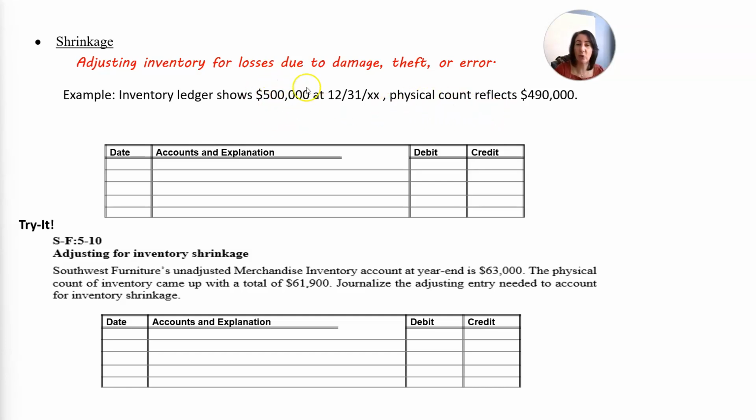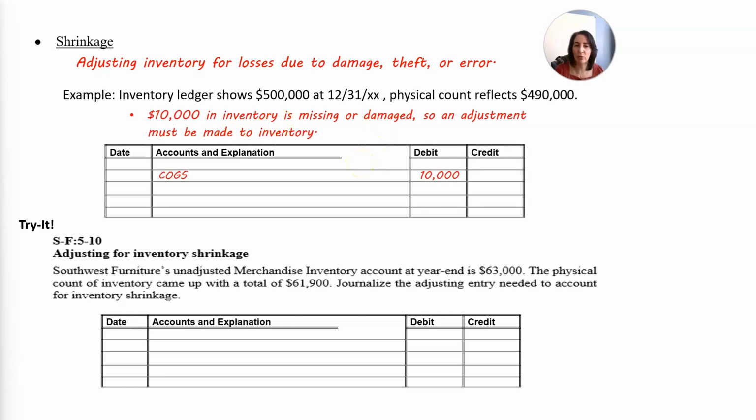So if our records currently say we have $500,000, we've got to bring that down by $10,000 so that the count, the amount that we have on hand, matches what our records have. So if that's the case, there you go. We are going to reduce our inventory by $10,000 with our credit here. And like I said before, cost of goods sold is kind of like inventory expense. It's just a cost of doing business.